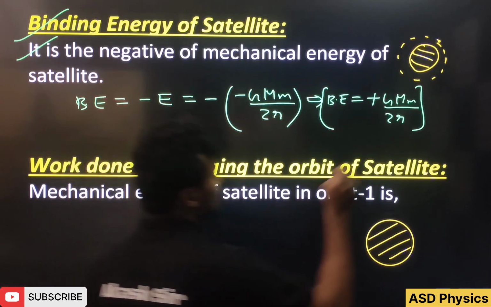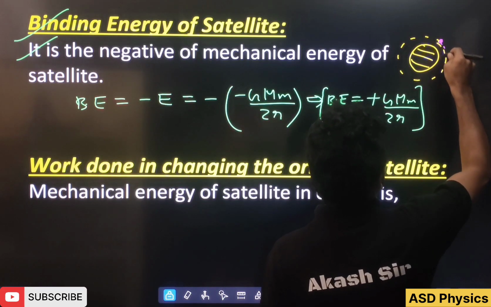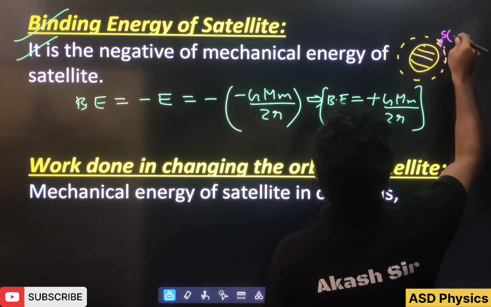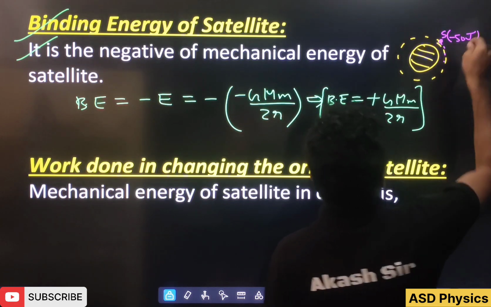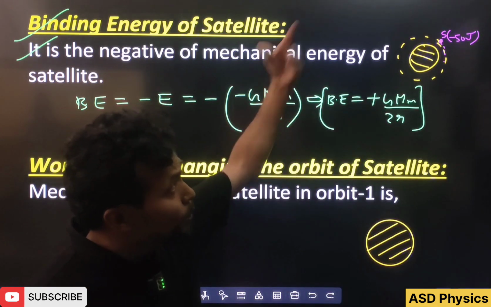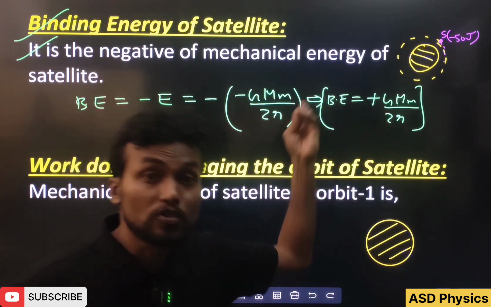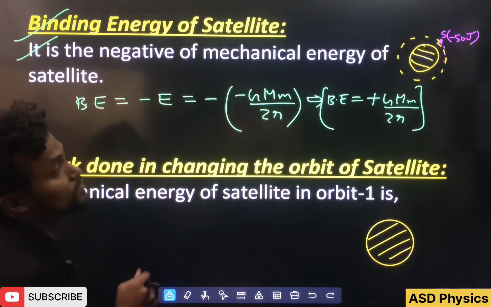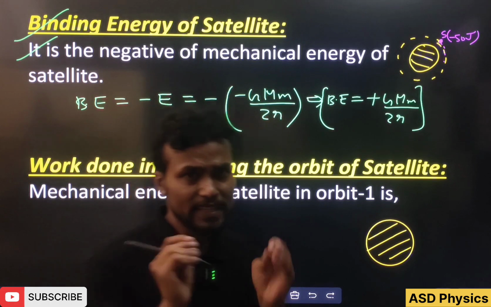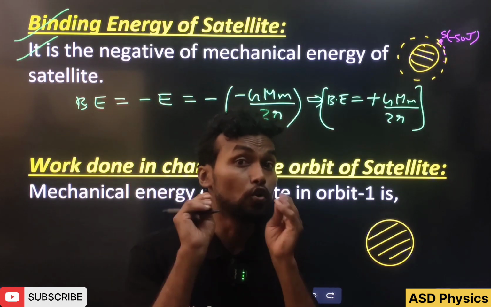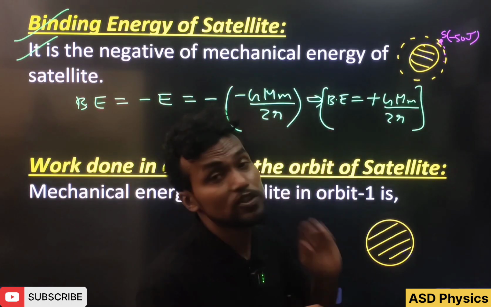And let's take for example the satellite is here like this, and let's take for example, total energy is minus 50 joule. Now, to make this energy 0, how much we have to add? We have to add plus 50 joule. So that plus 50 joule will be the binding energy here. Anyhow, we have to make the energy 0. Okay, so only this binding energy concept is coming.